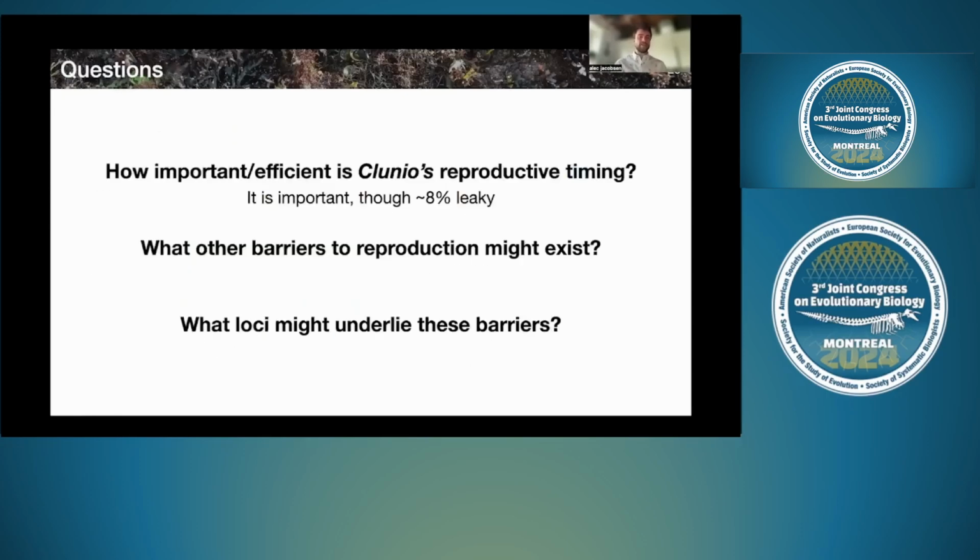So to come back to our questions, we find that Clunio's reproductive timing is an important barrier. It does successfully separate the reproduction between the 2 chronotypes, though it's about 8% leaky. So what other barriers to reproduction might exist to supplant this leaky barrier?